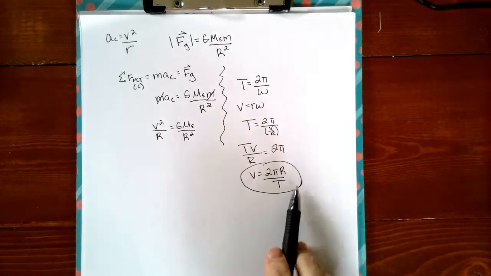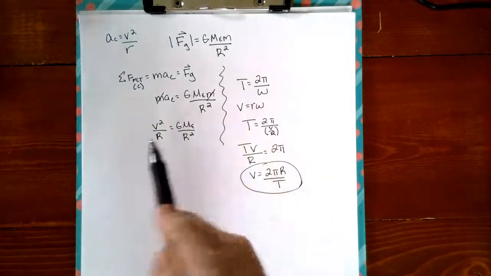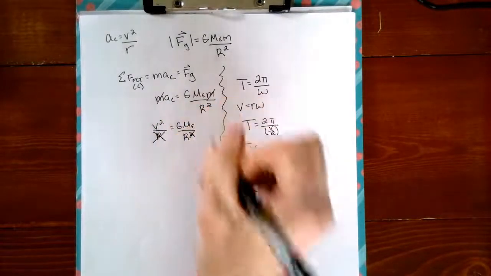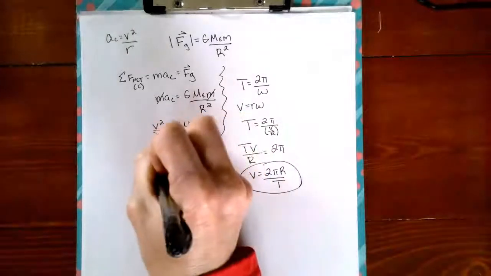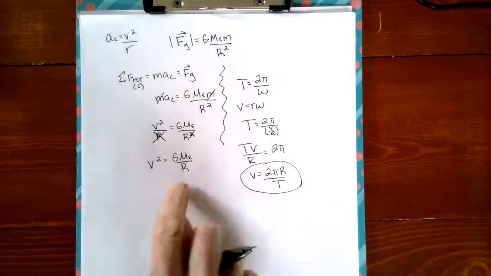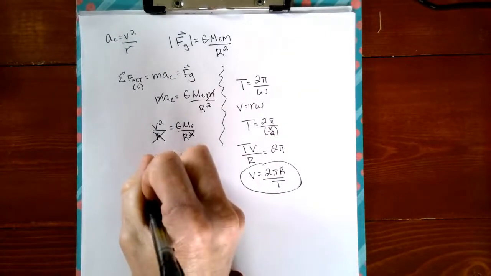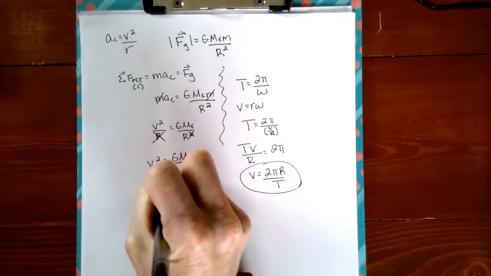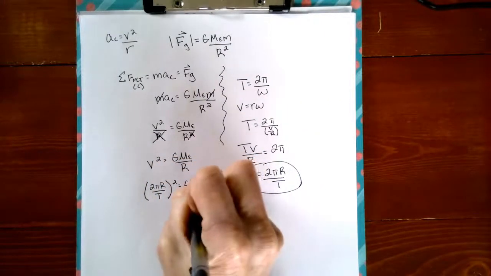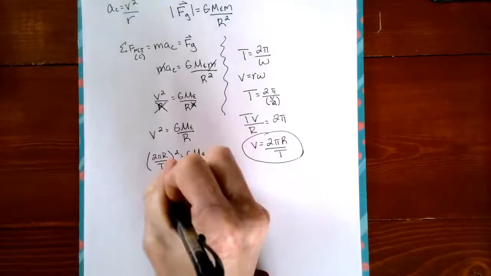So let's go ahead and take care of canceling out that radius and canceling out the square. So v squared equals gravitational constant mass of the Earth over capital R. And we're going to substitute in. We need to distribute our square. So that'd be 4 pi squared R squared over T squared. We're almost done, I promise.